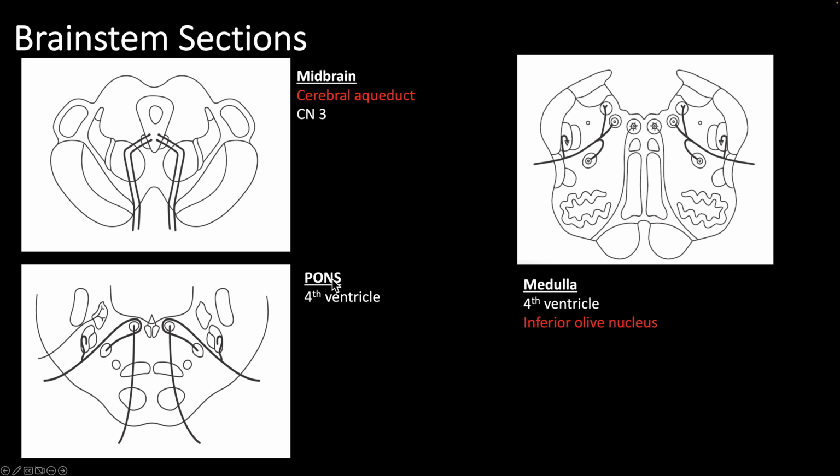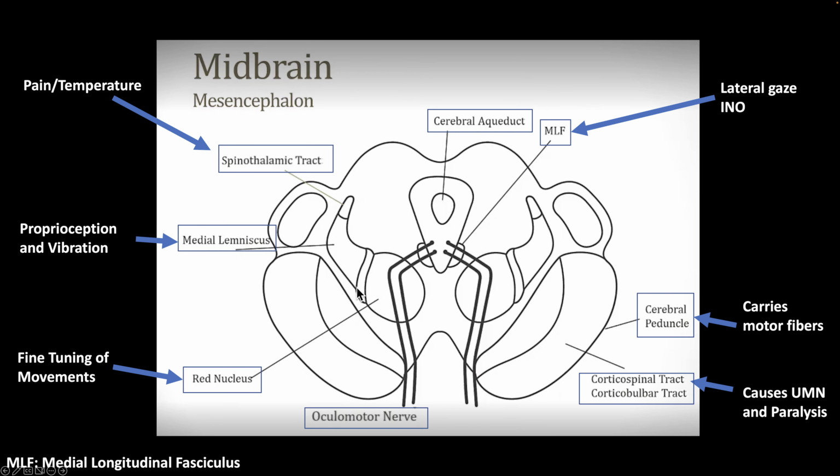When I do the pons, I see the fourth ventricle, but honestly, what helps me differentiate between the pons and the medulla is this thing called the inferior olivary nucleus, which is part of the cerebellum. That's why it's in red, because it helps me differentiate between the medulla and pons since they both have fourth ventricles. So right now we're going to take a deep dive into the midbrain here.